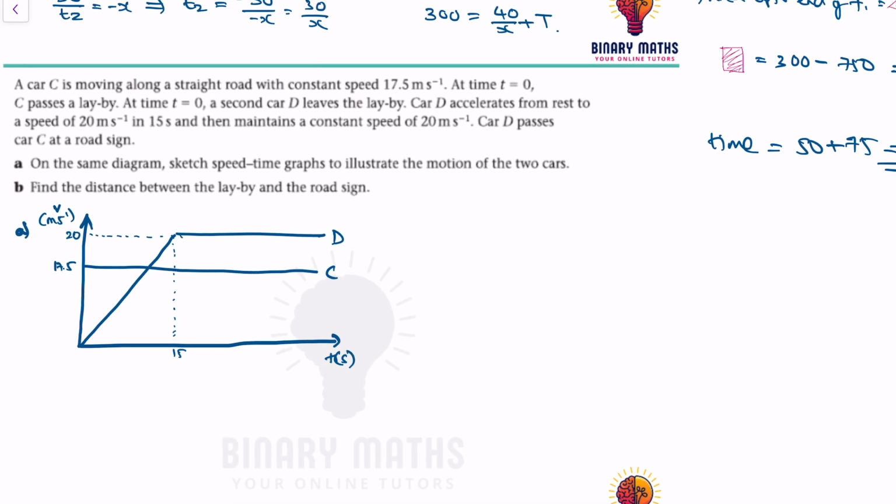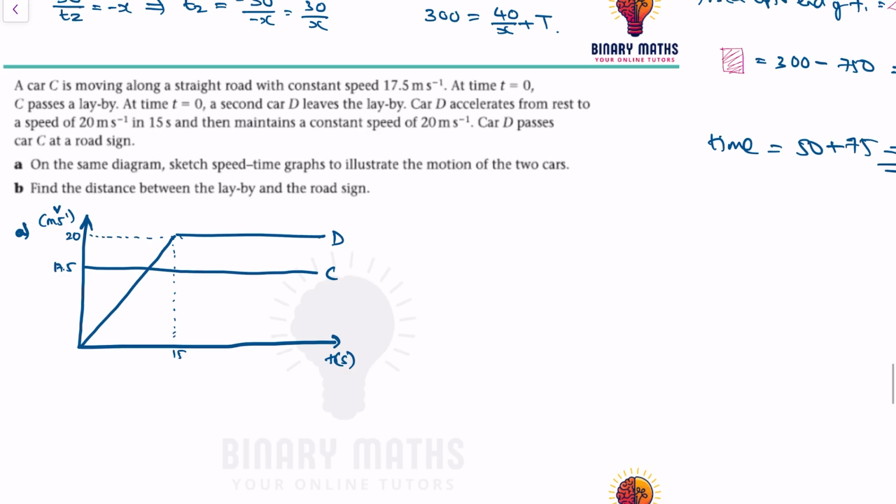B, find the distance between the lay-by and the road sign. Okay, so at some point, remember, car D passes car C. Now, the common mistake is people think that that's where they pass each other, which is incorrect. That's the point where the speed is the same. It doesn't necessarily mean they're passing each other. So don't make that mistake. So we know that car C and D pass each other after D has gone to 20 meters per second. So let's just draw a line here at some point, which is here. They will pass each other. And let's call that T.